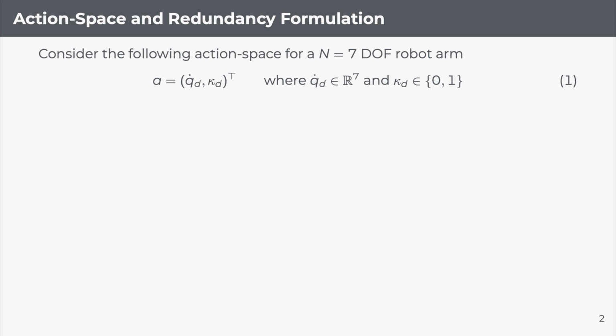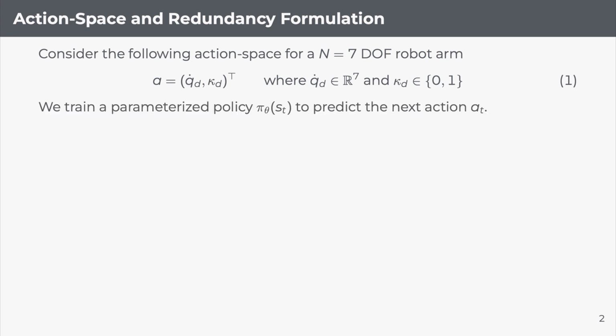We start by defining the action space and the redundancy constraint. The action space consists of desired joint velocities q̇_d as well as a binary value κ_d telling whether the gripper should open or close. Accordingly, our policy takes a state s_t as an input and outputs an action a_t.